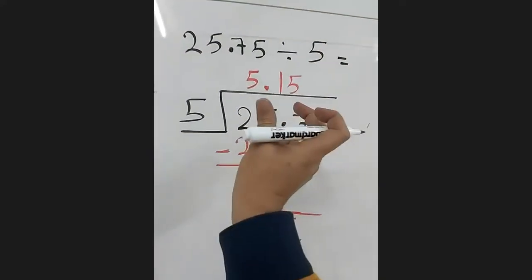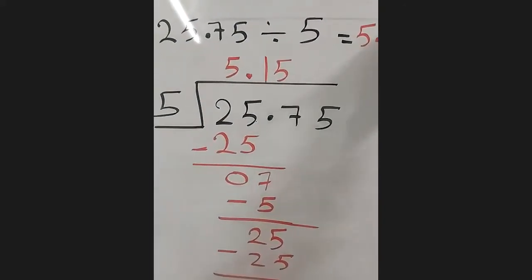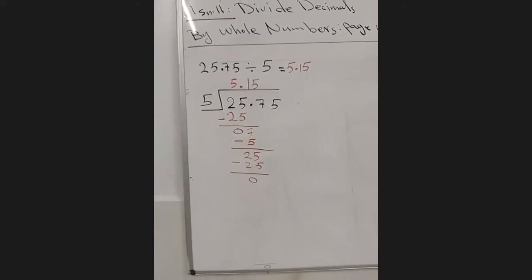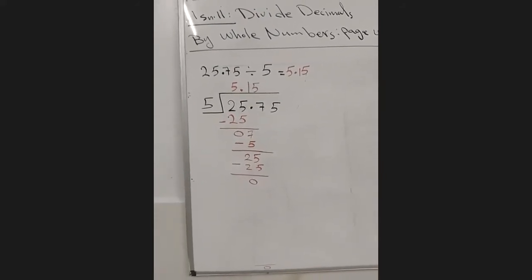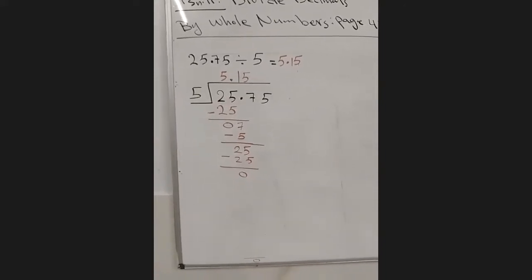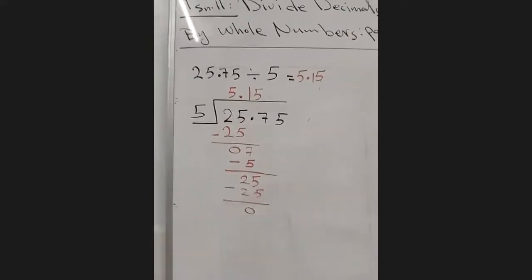So what's the answer now? It is 5 decimal 15. This is how we divide decimals by whole numbers. We divide normally, but if we have a decimal, we put it up directly. Let's take another example about this idea.